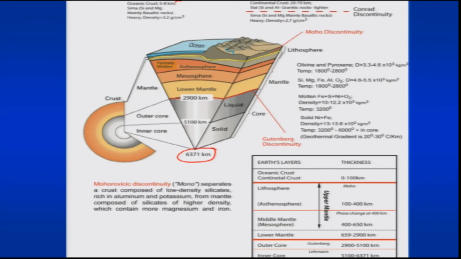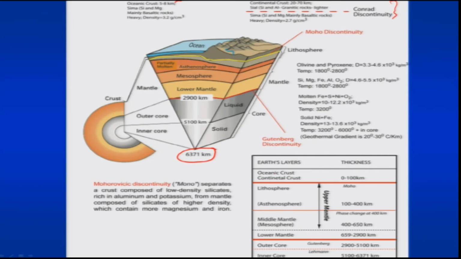The boundary between these two is termed the Conrad discontinuity. Discontinuities were identified by various seismologists and geologists, and were named accordingly. This is the boundary between the lighter rocks and the heavier rocks within the continental crust, whereas here there is no such boundary. The oceanic crusts are comparatively thinner, but even though they are thinner, they are heavier compared to the continental crust.